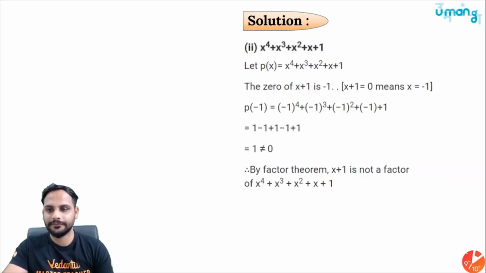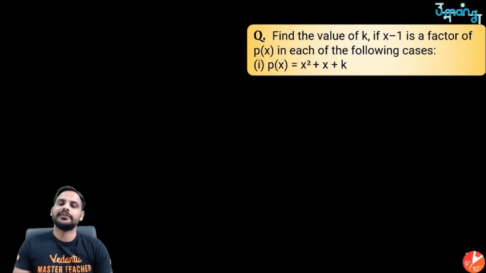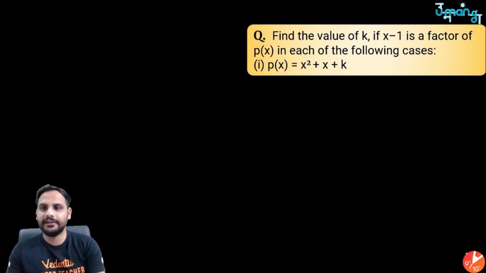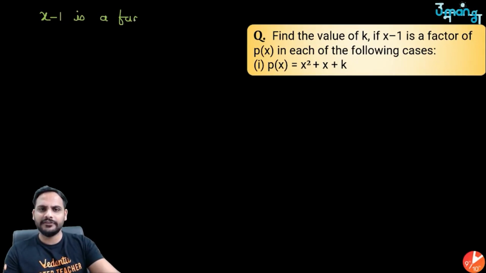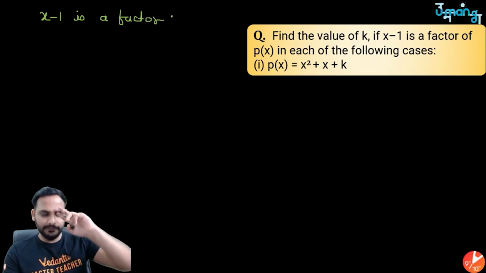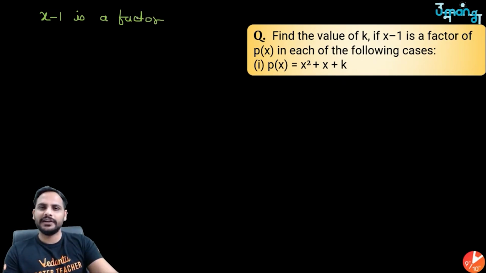Next question, let's see. Find the value of k if x minus 1 is a factor of p(x) in each of the following cases. I am saying x minus 1 is a factor of p(x). Again, whenever a factor is there, think of it in terms of zeros. If x minus 1 is a factor, what will be the 0? Make it equal to 0. So x minus 1 equal to 0, you will get x equal to 1. So I can say x equal to 1 is a 0 of the polynomial.